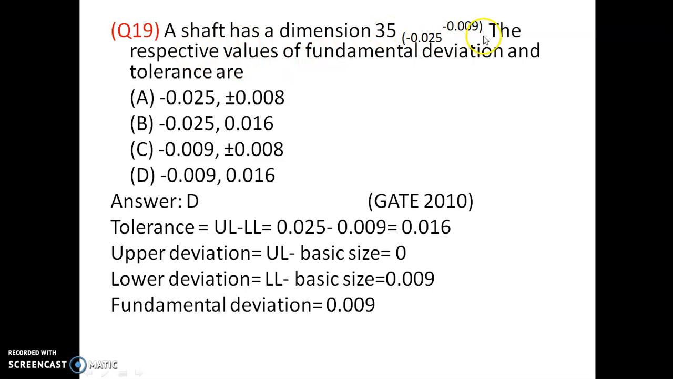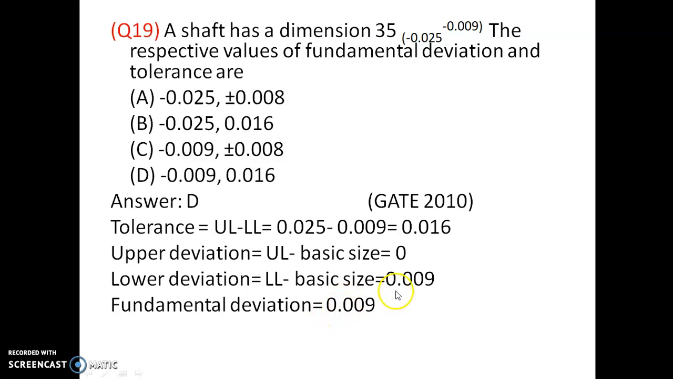A shaft has a dimension, the respective values of fundamental deviation and tolerance are, tolerance is upper limit minus lower limit. Upper limit is 0.025 minus 0.009, which is equal to 0.016. So option is D. But upper deviation and lower deviation, upper deviation is 0. Lower deviation from the tolerance limit is 0.009.